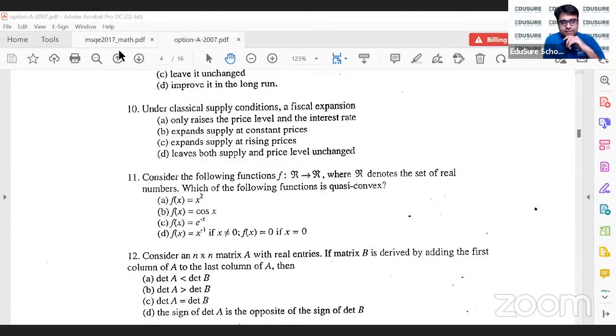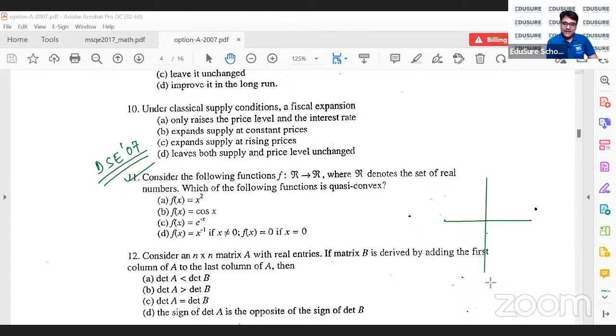Ending the poll in 5, 4, 3, 2, 1. Ending the poll now. Sharing the results. DSC 2007, question number 11. There is almost a tie between A and C. The answer is both A and C are correct. Okay. No, it's not a trick question. DSC gave marks to everyone who answered this because there are two answers that are correct.